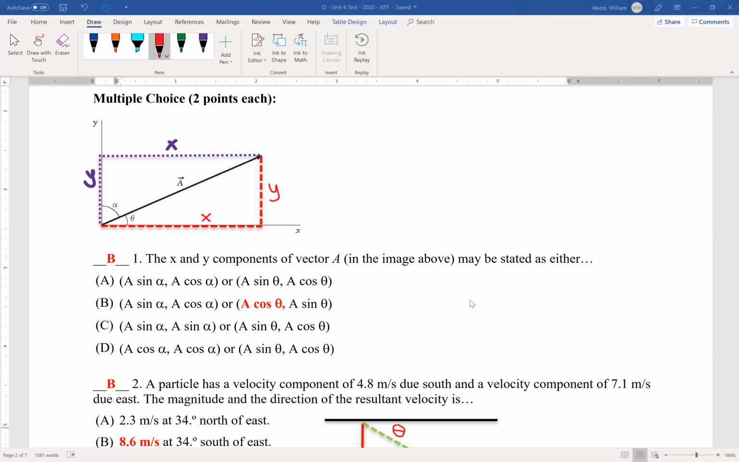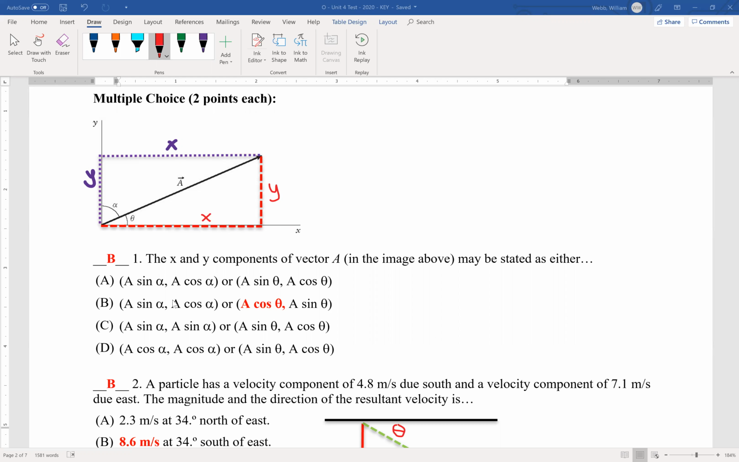Okay, for number one, the x and y components of vector A in the image above may be stated as either. And so they give you a couple options based on either the theta angle, which is the one we would more traditionally look at, or the alpha angle, which is less traditional, but you can use it. It's an angle referenced to this resultant hypotenuse. So we can make the x and y components below it or above it, either way. Normally we would make it below it in this case, and our x component would be the cosine of theta, and we would use the sine of theta to find the vertical component based on this.